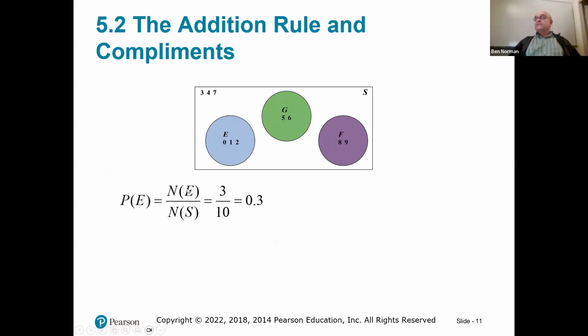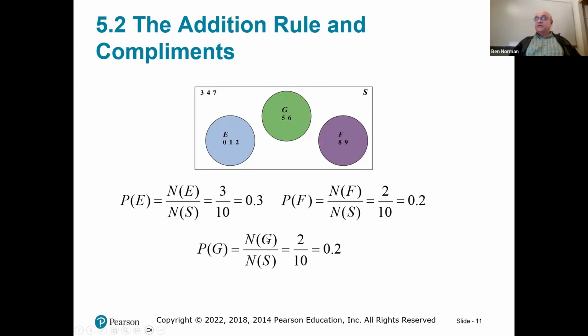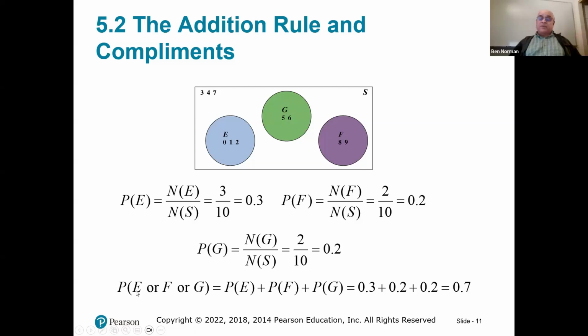disjoint. P of E is going to be 3 over 10, or 0.3. P of F, the number of elements in F divided by the number of elements in S, is 2 over 10, or 0.2. These are the same E and F as earlier. We now have this new set called G. The probability of G is going to be 2 over 10, or 0.2. The probability of E or F or G is going to be the probability of E plus the probability of F plus the probability of G.